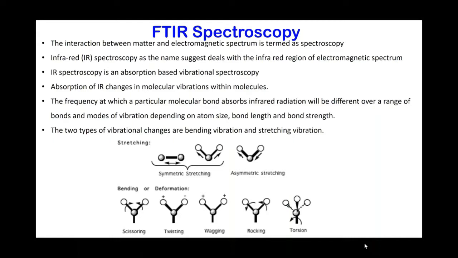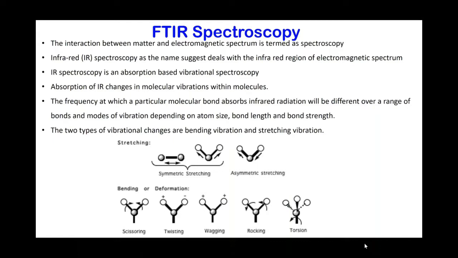So, FTIR basically uses a beam that contains many frequencies of light at once and measures how much of that beam is absorbed by the sample. The frequency at which a particular molecular bond absorbs infrared radiation will be different over a range of bonds and modes of vibration, depending on the atomic size, the bond length, and the bond strength.